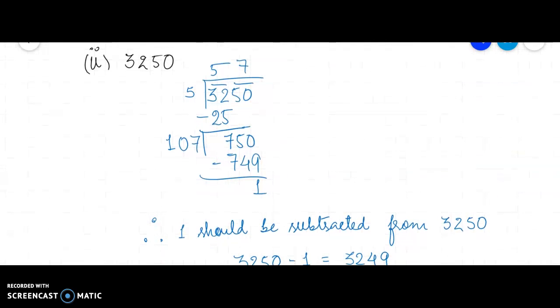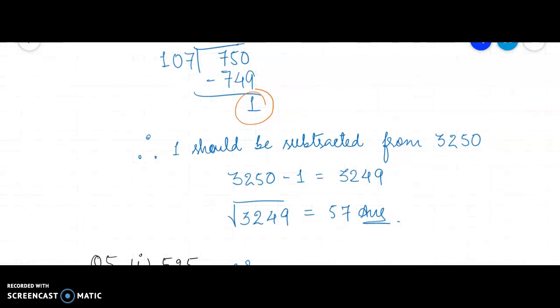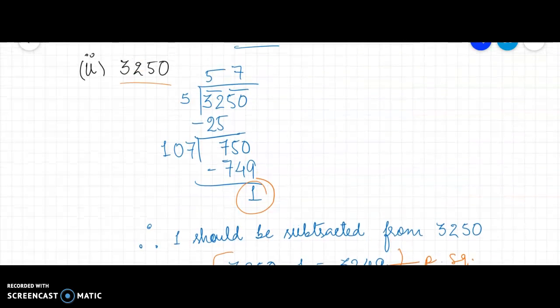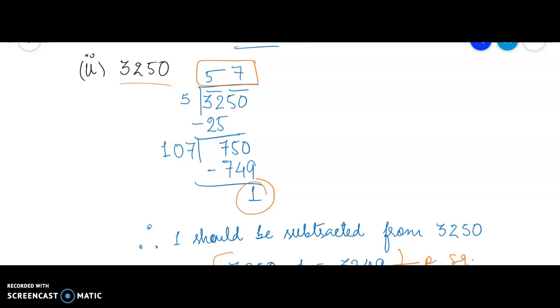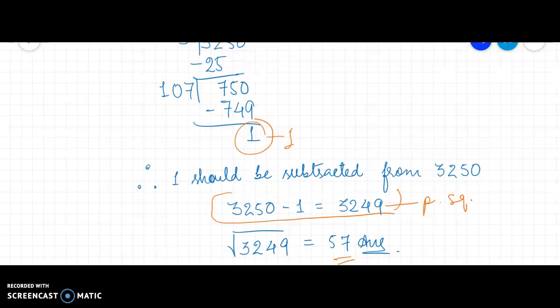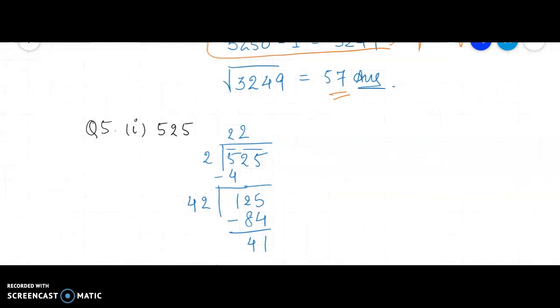Similarly, solving the second part, 3250. Again, here I have got 1 as the remainder. That means 1 should be subtracted from the given number so as to make a perfect square. Now here I have subtracted 1 and then got 3249, which is a perfect square. And the square root of 3249 is 57. See, here I got 57 if 1 would have been subtracted, or was absent, you may call.